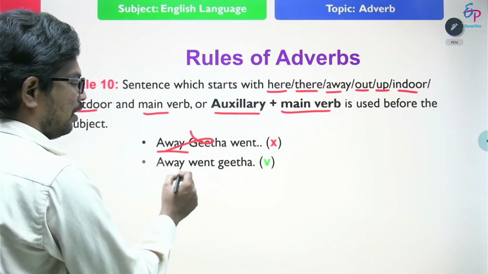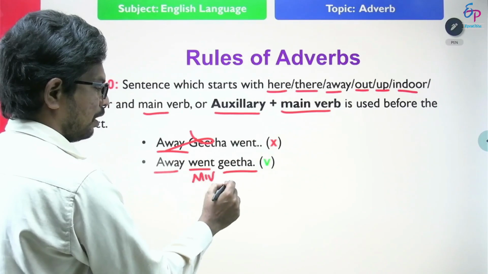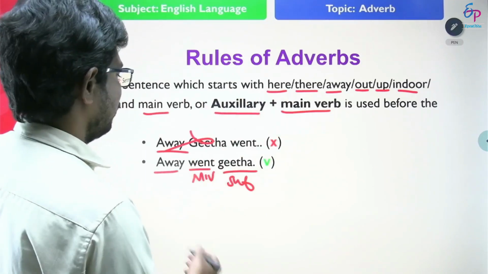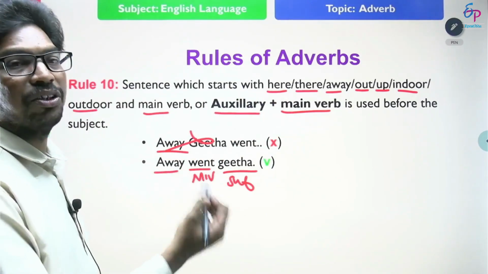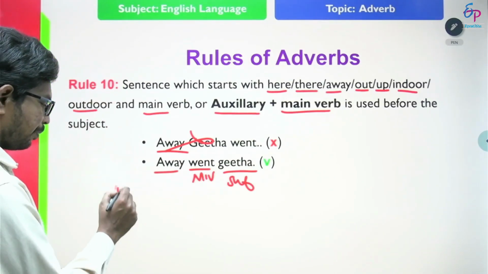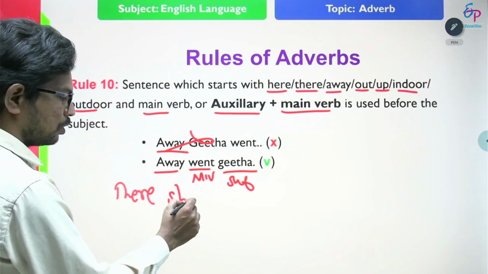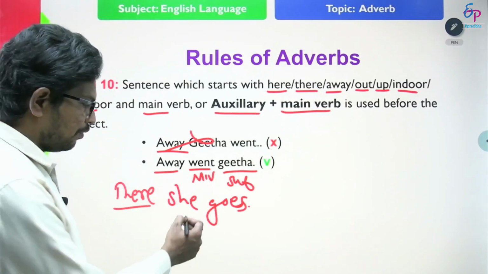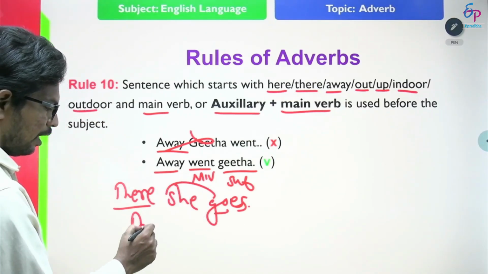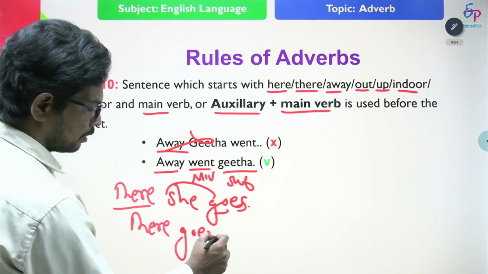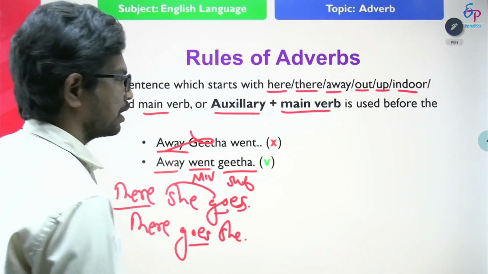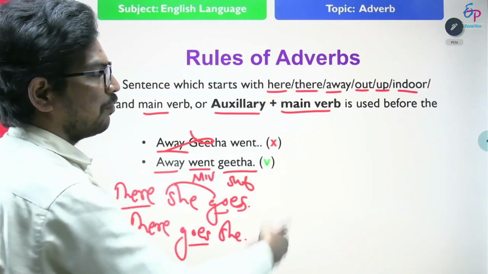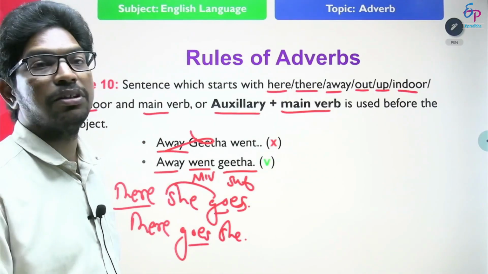So it is wrong. Away went Geeta. Went is the main verb and Geeta is the subject. Look at another example. There she goes. Find the error in this. The sentence is starting with there, so the main verb should be used before the subject. There goes she is correct. So you clearly understood, when the sentence starts with here, there, out and away, the main verb should be used before the subject, not after the subject.